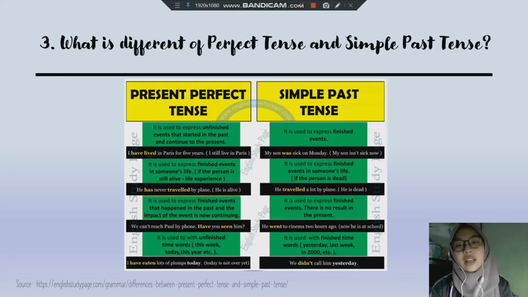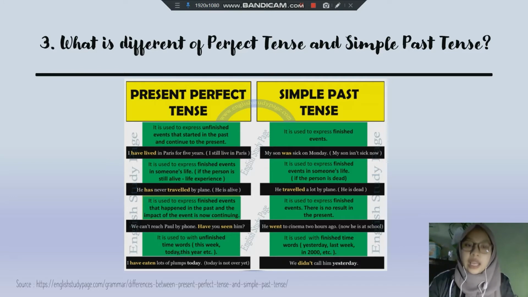Simple past tense. It is used to express a finished event. For example, my son was sick on Monday. The meaning is my son isn't sick now. 2. It is used to express a finished event in someone's life, or if the person is still alive, or life experience.